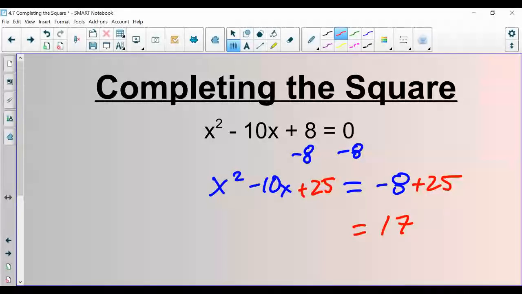And my left side is going to factor, and you can very much go through the steps and try to think of what multiplies to 25 that adds to negative 10. However, I'm telling you that it's always going to be half of the b term squared, right? It's negative 5 and negative 5 here, because those things multiply to 25, and those things add to negative 10.